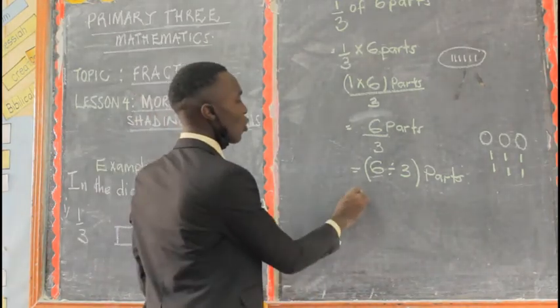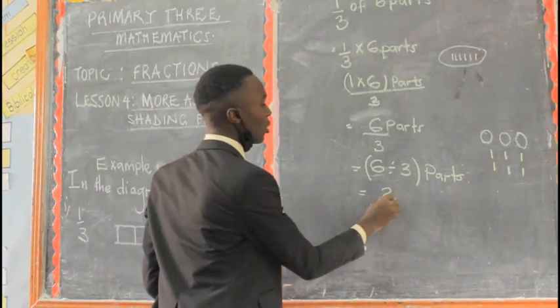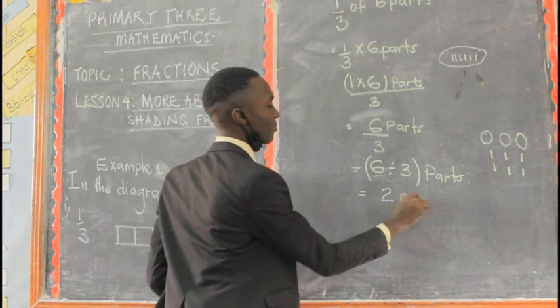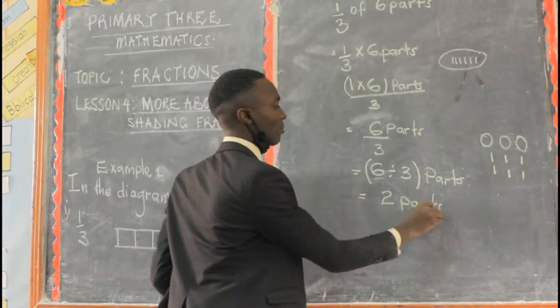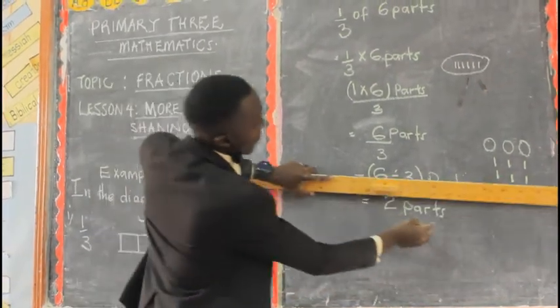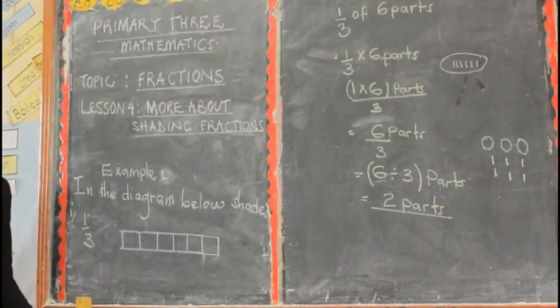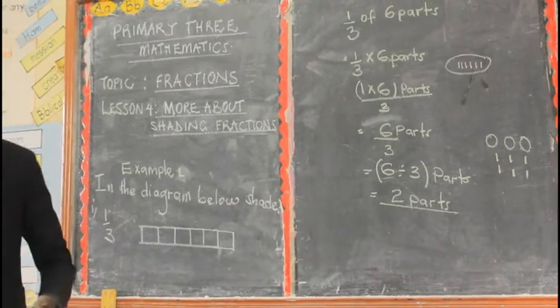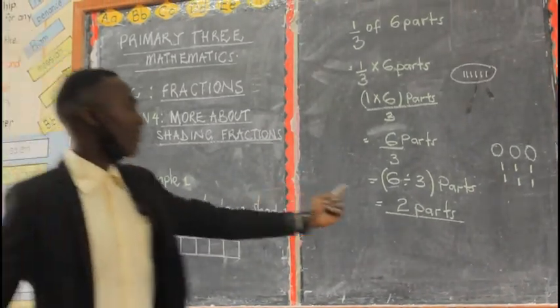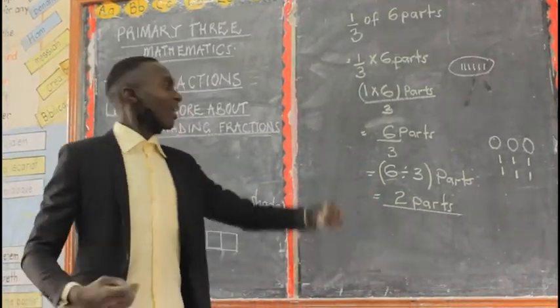The answer is equal to 2 parts. So that is our answer. Remember, these are parts. That's why I put the word parts. We are shading equal parts. So 6 divided by 3, we've got 2 parts.